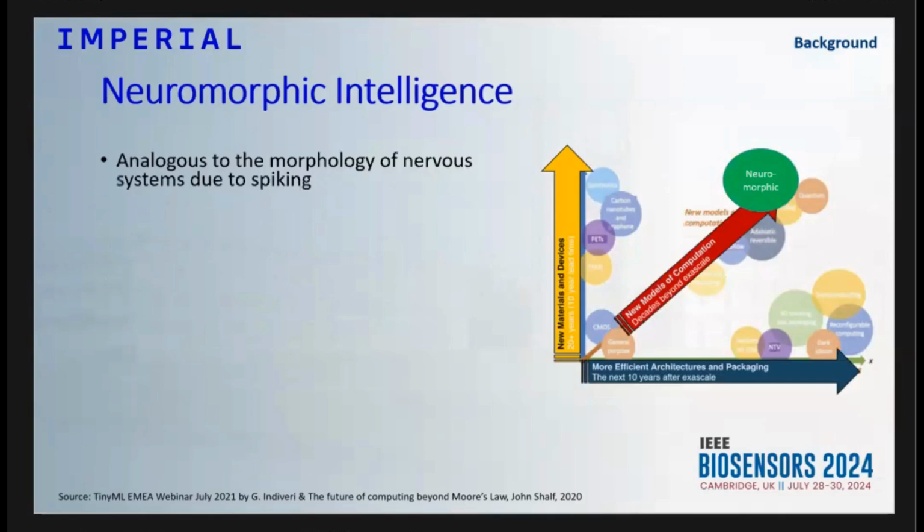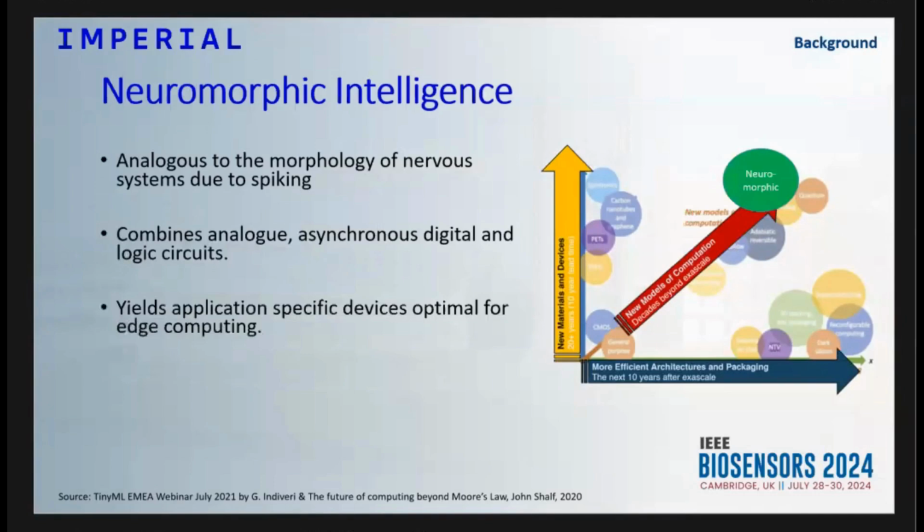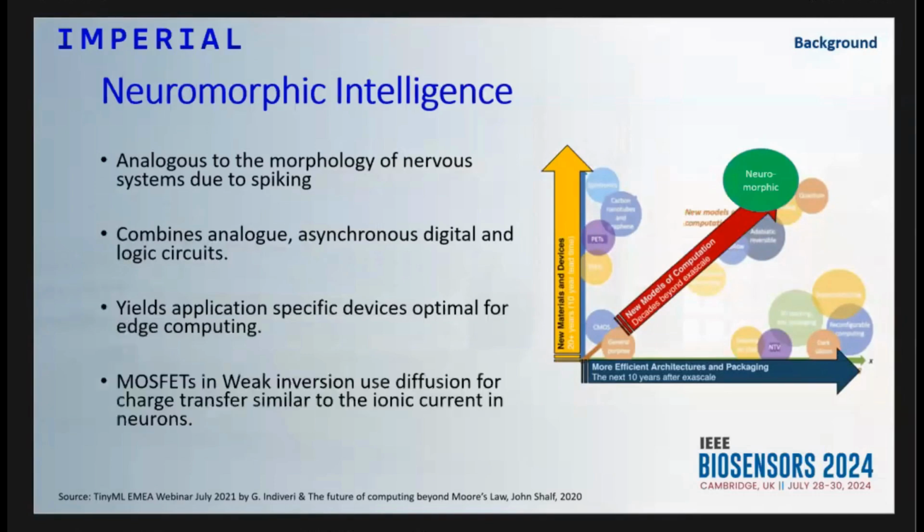This is because it's analogous to the morphology of the nervous systems due to spiking. It combines analog, asynchronous digital, and logic circuits. It yields application-specific devices that are optimal for edge computing. And finally, something super interesting is that MOSFETs in weak inversion use diffusion for charge transfer, which is similar to the ionic currents in neurons.